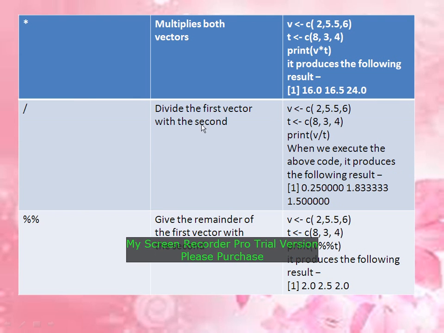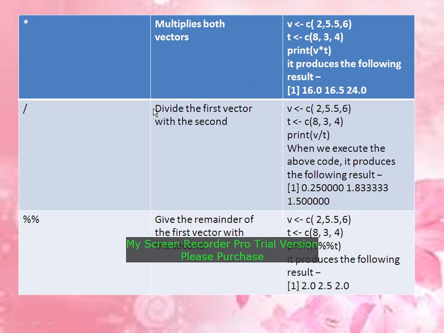Multiplication, which multiplies both vectors or variables. So, 2, 5.5, 6 is one vector, 8, 3, 4 is another vector. Print V into T. It produces the following result: 8 into 2 is 16.0, 5.5 into 3 is 16.5, and 6 into 4 is 24.0. So, the resultant value is from low to high, integer to numeric.